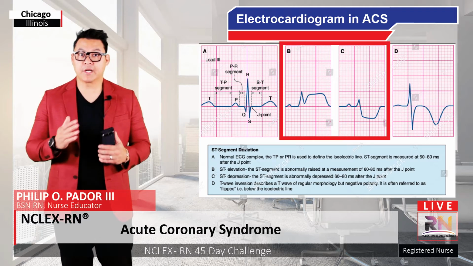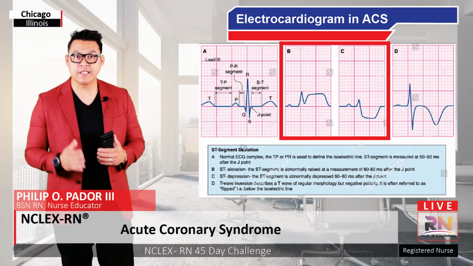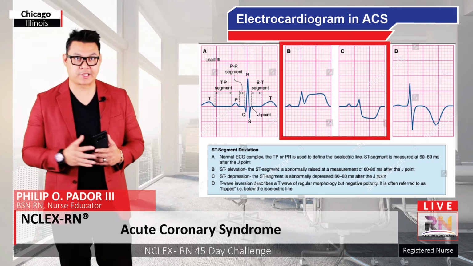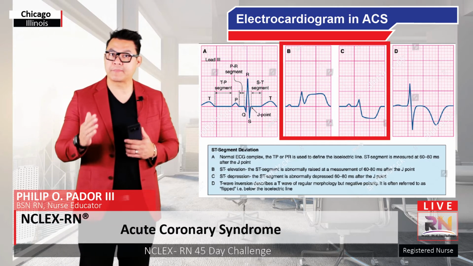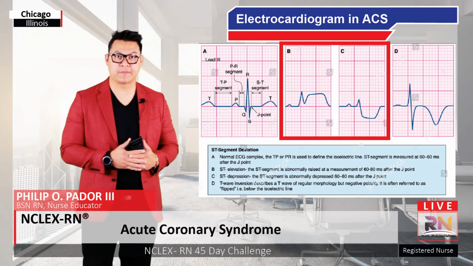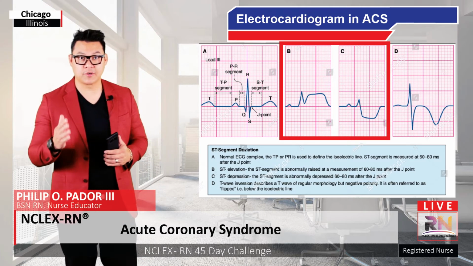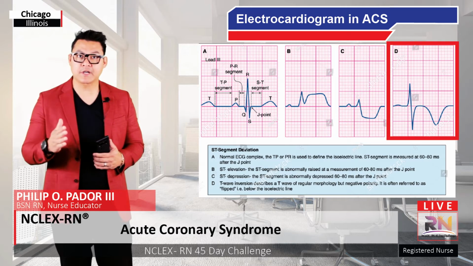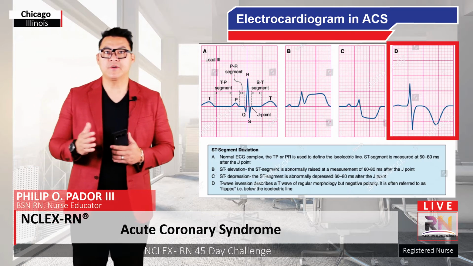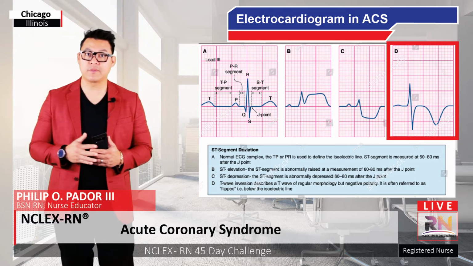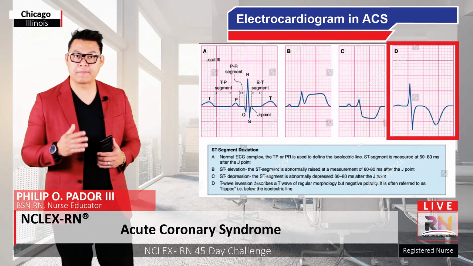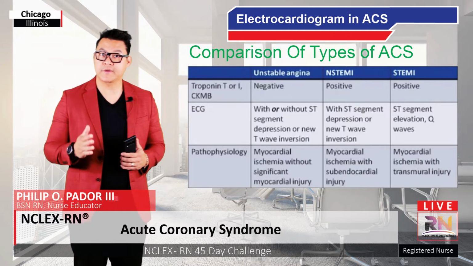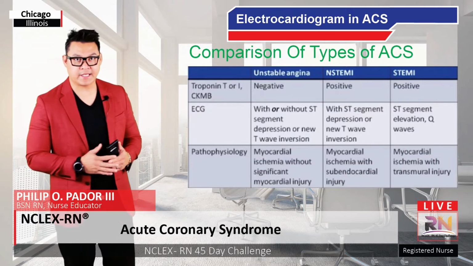The top right and bottom right panels show findings seen with non-ST elevation myocardial infarction: either ST segment depression or T wave inversion. The bottom left panel shows findings typical of ST elevation myocardial infarction. Note the markedly elevated ST segment with a convex or tombstone appearance. Here we will briefly compare and contrast the three types of ACS.